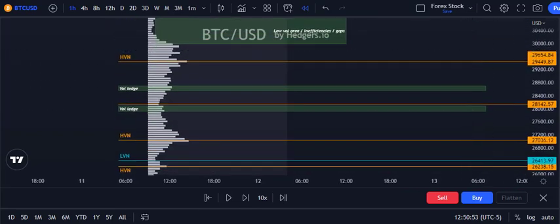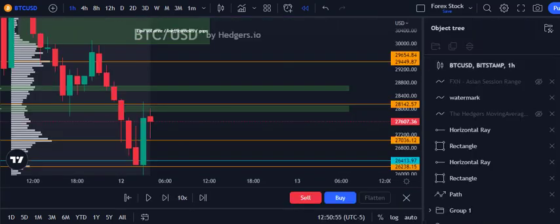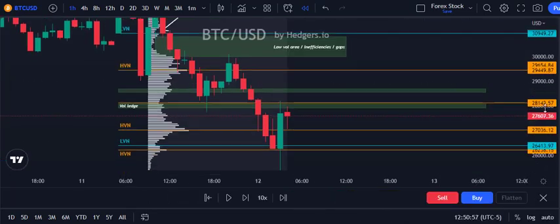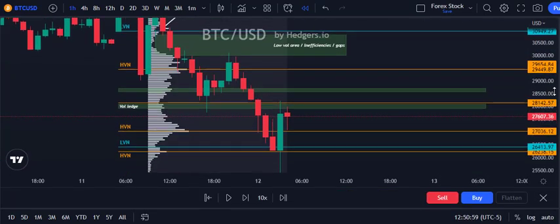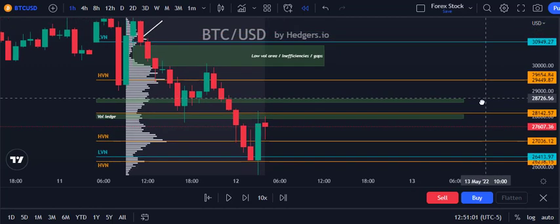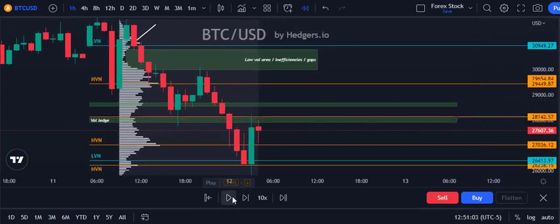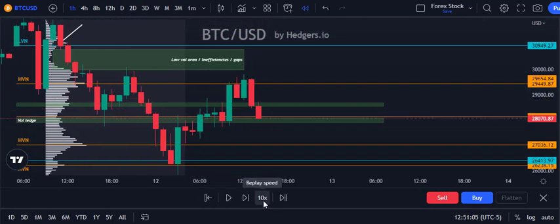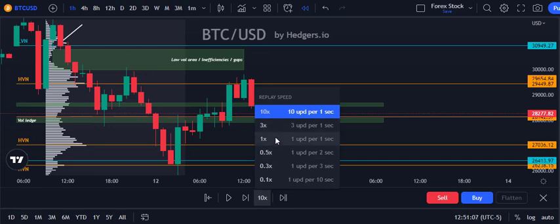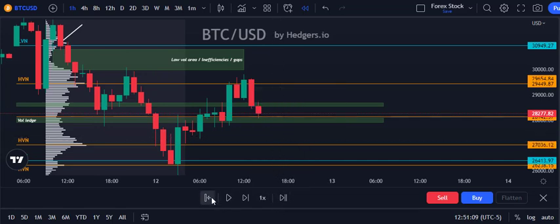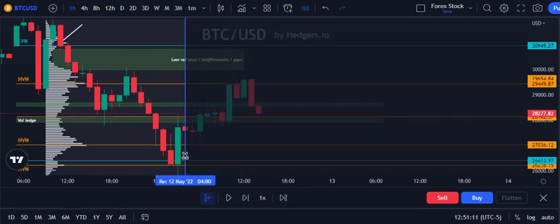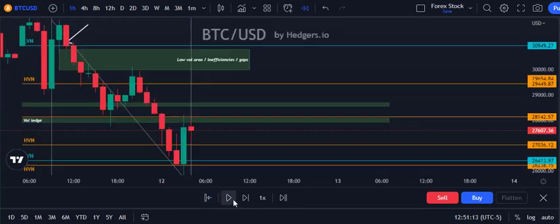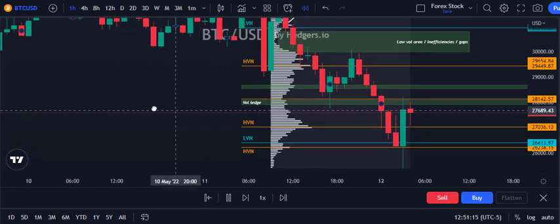Now you have marked all of your levels. What we need to see now is price action on these levels. Now I'm going to enable the price action. So let's see. Make it something like this. Go back, go back. Okay, now let's go slowly.